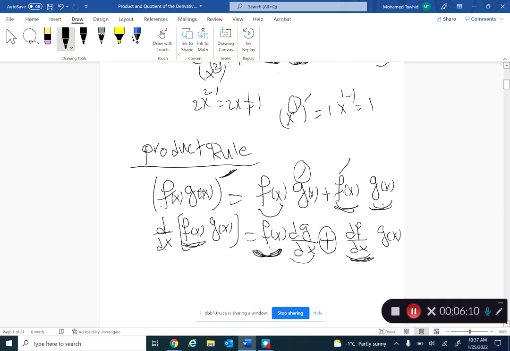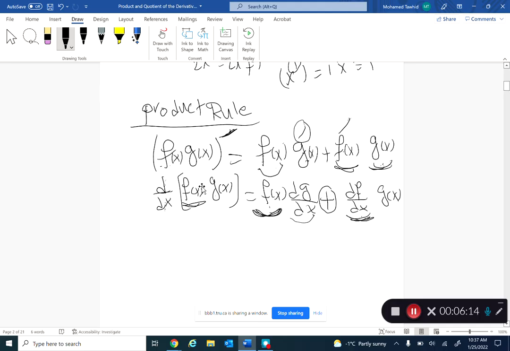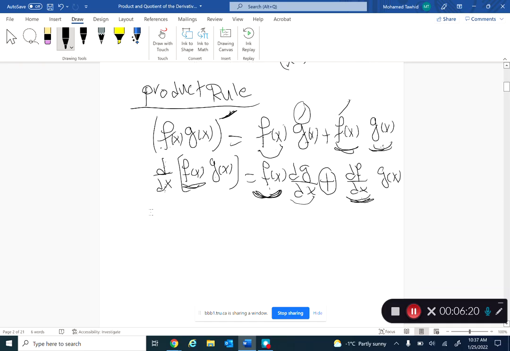Now I need to apply this product rule to an example, so that you have a feeling about how to apply it, right? So let me give you one example. They ask you to find the derivative dy by dx, okay? dy by dx means y prime, right?